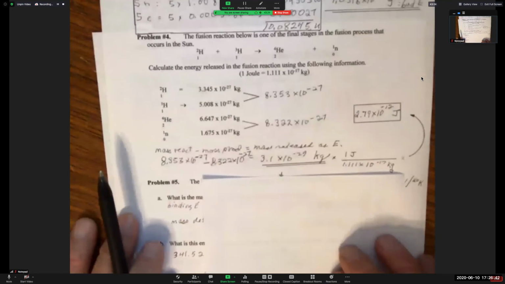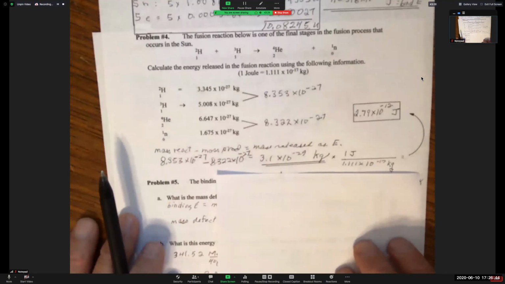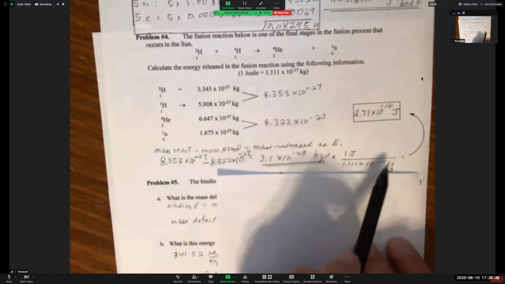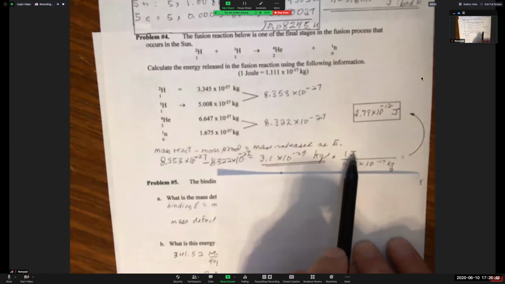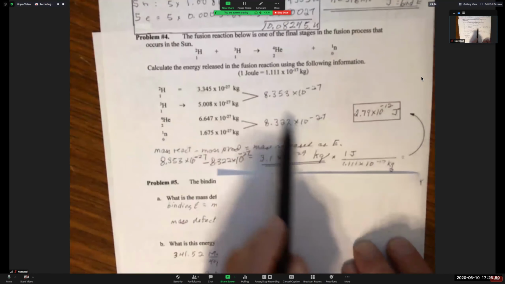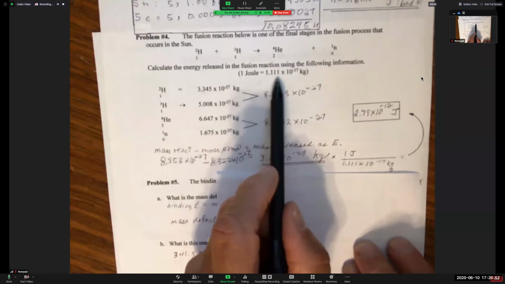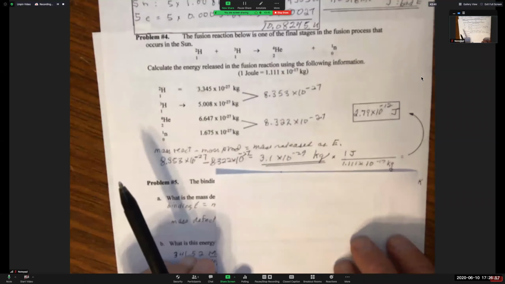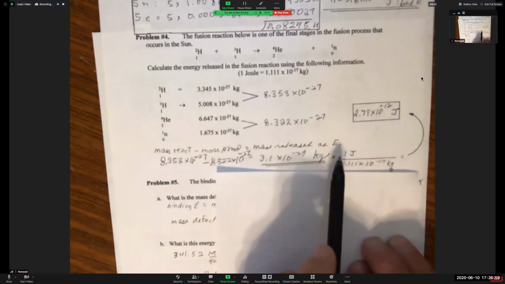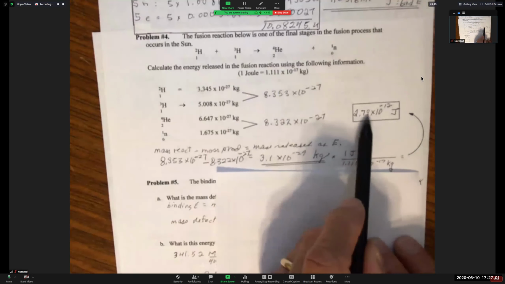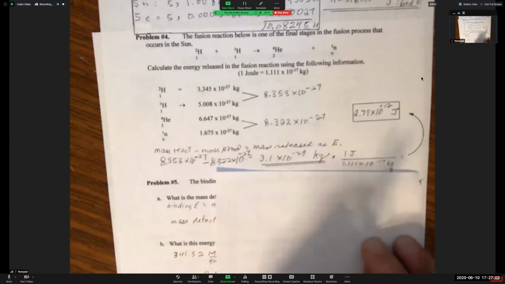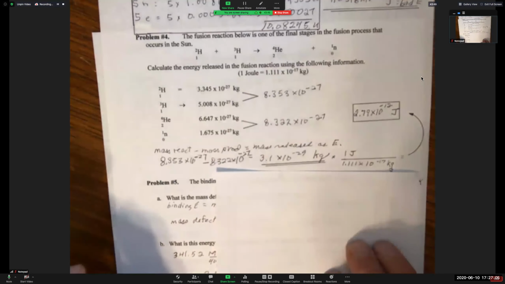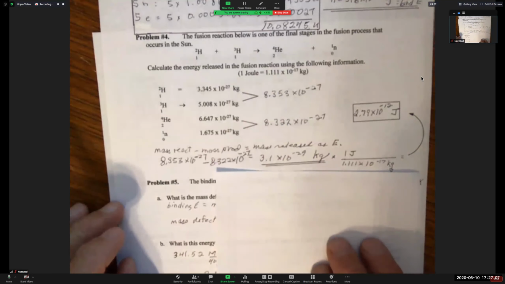If we multiply that times our conversion factor of kilograms to joules, which is up here in the statement, I included that so you don't have to go back and look at the table on page 1. We end up with 2.79 times 10 to the minus 12 joules being released as energy in this fusion reaction.